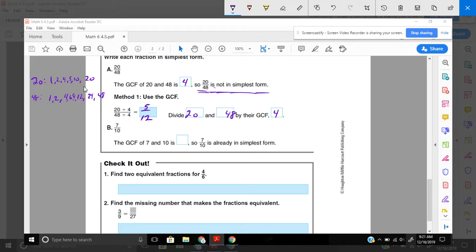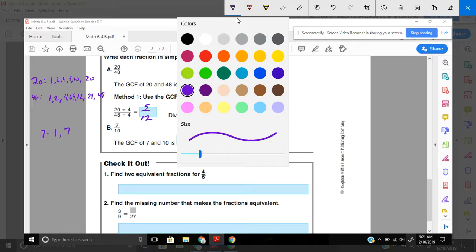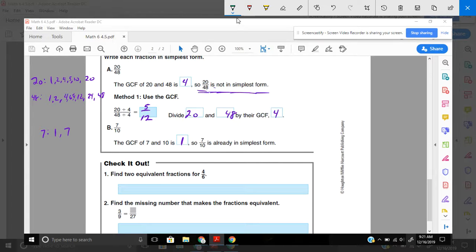Letter B is 7/10. Okay, the greatest common factor of 7 and 10 is, well, the only factors of 7 are 1 and 7. 1 times 7 is 7, and that's it. So the greatest common factor of these is actually 1. So 7/10 is already in simplest form. Nothing we have to do there. Fantastic. We're going to end with the check it out section.